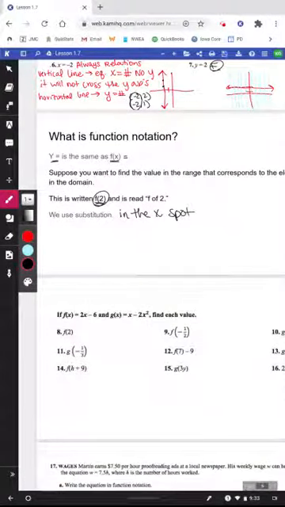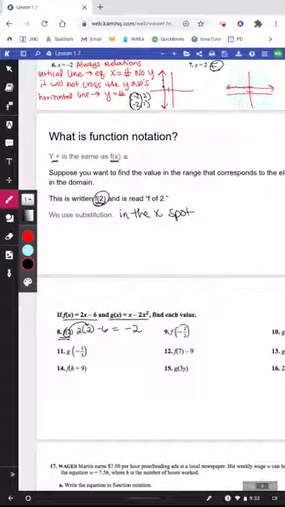So this one says, let f of x be 2x minus 6 and g of x, which is just a second function, be x minus 2x squared, find each value. So the first one says, go to the f function and put 2 in for x. So instead of writing down 2x minus 6, I'm going to do 2. And in the x place, I'm going to substitute in this 2 minus 6, and that would give me -2 as an answer.